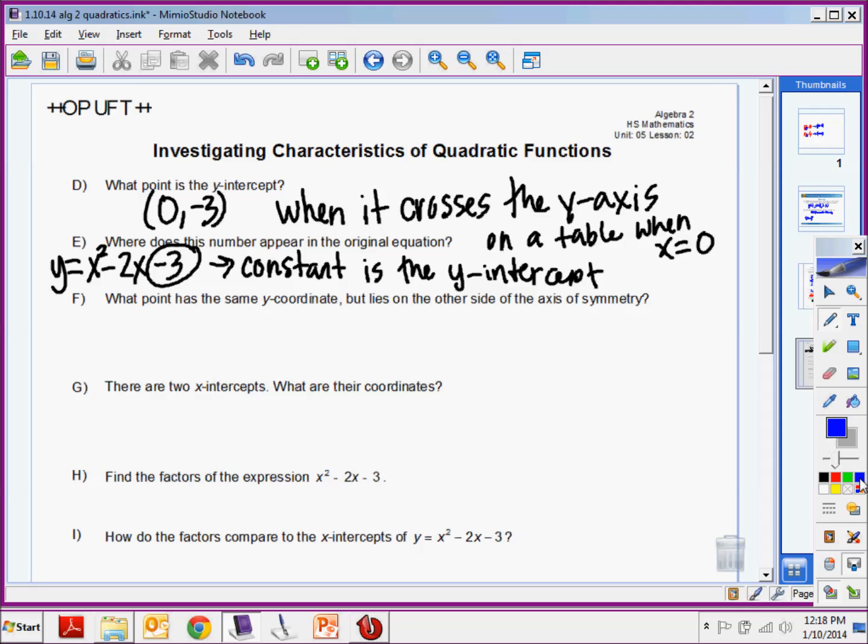All right, what if I don't have a constant? What does that mean my y-intercept has to be? 0. So that means I go through the origin. Yeah.